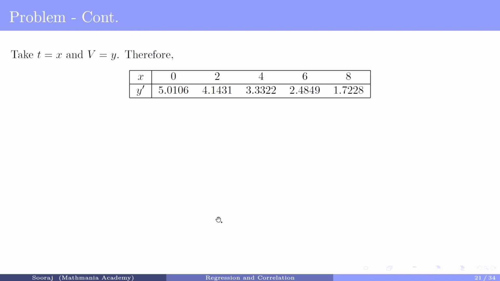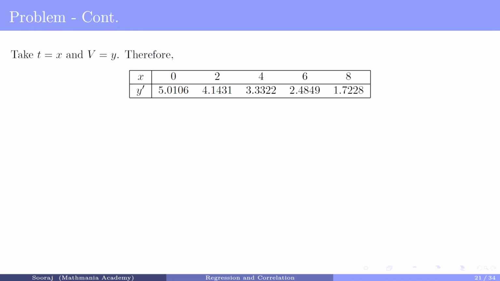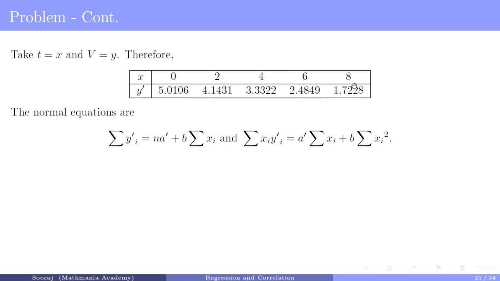And now, we let t be equal to x and v be equal to y. So this is what we have now. From the given v values, we will calculate the log of those values, and that is what we have noted down here. Now the normal equations in terms of x and y prime would look like this.